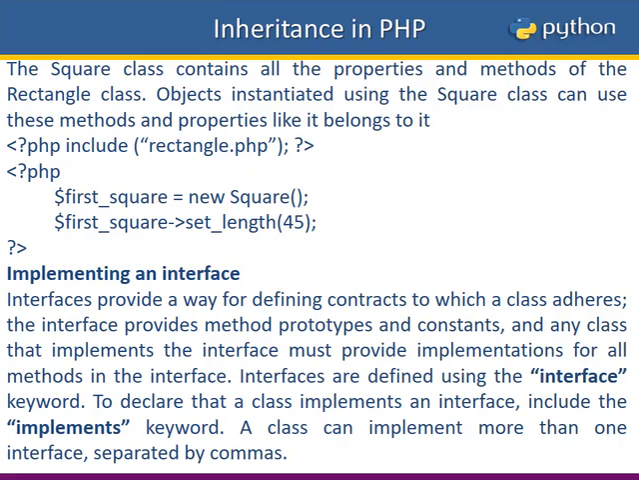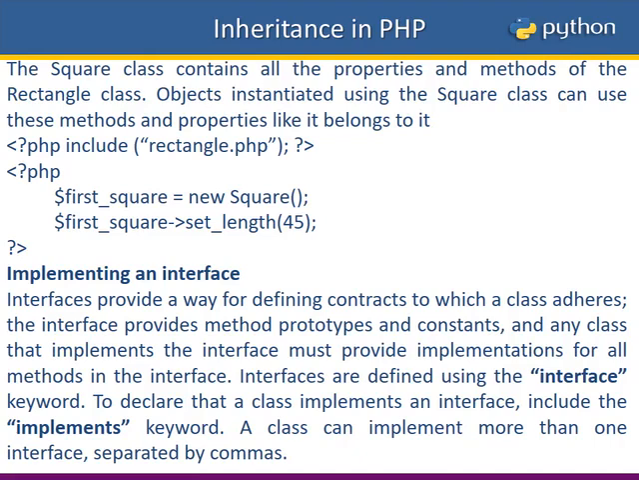Now, an interface provides a way of defining a construct to which a class adheres. The interface provides method prototypes and constants, and any class that implements the interface must provide an implementation for all the methods in the interface. Interfaces are defined using the interface keyword. We'll look at the example code of how interfaces are defined using the interface keyword, and to declare that a class implements an interface, include the implements keyword.